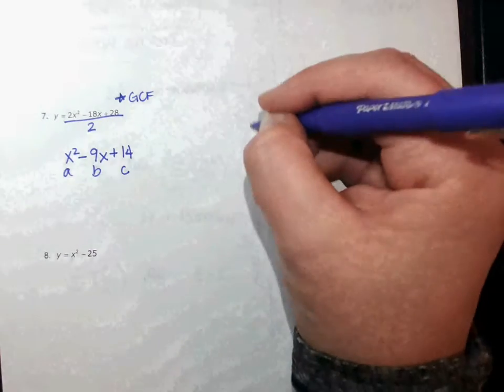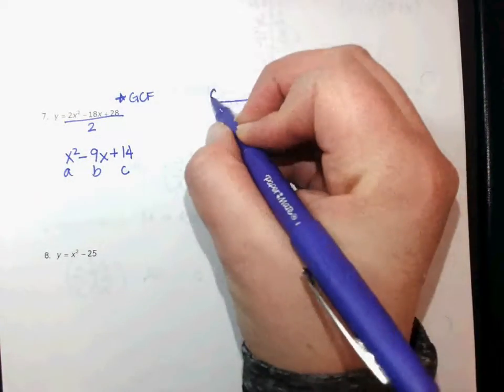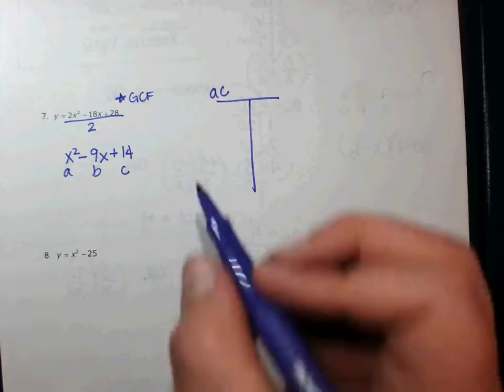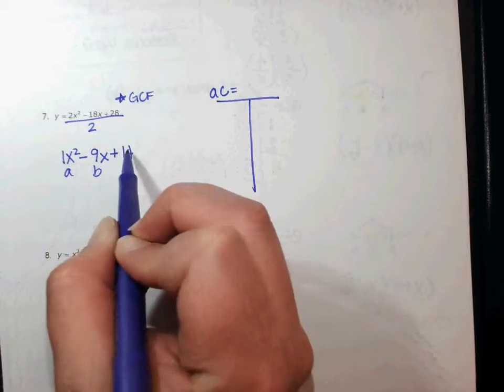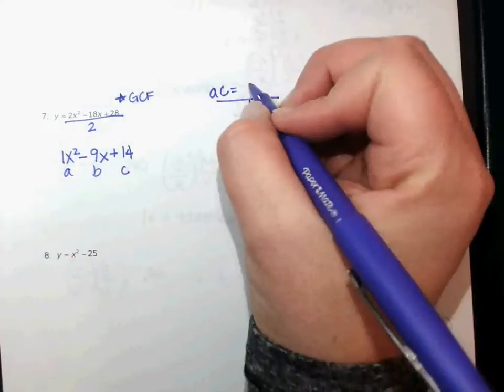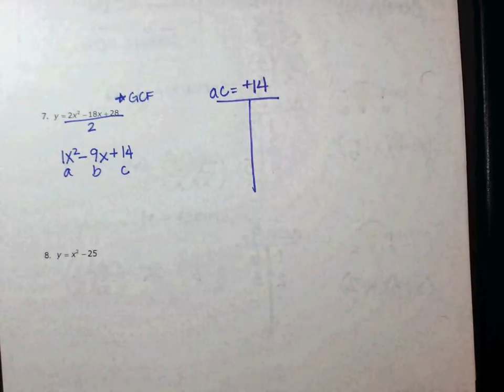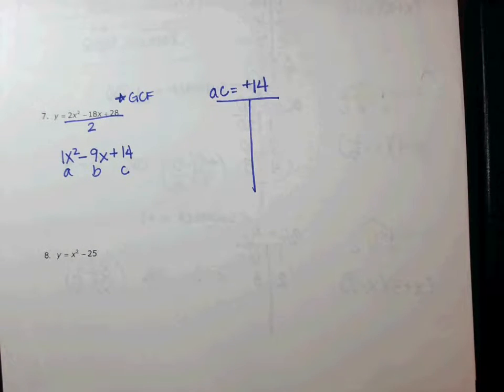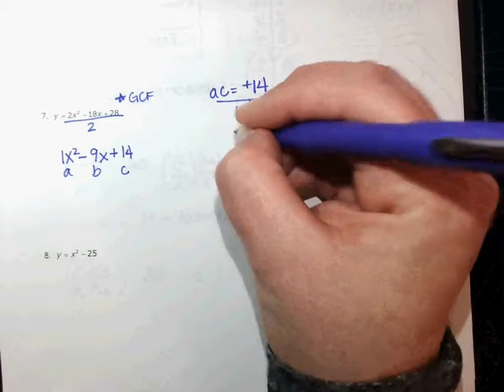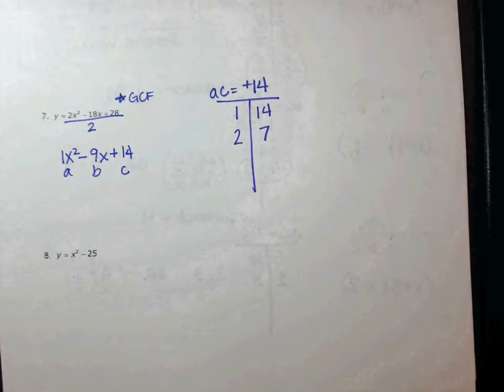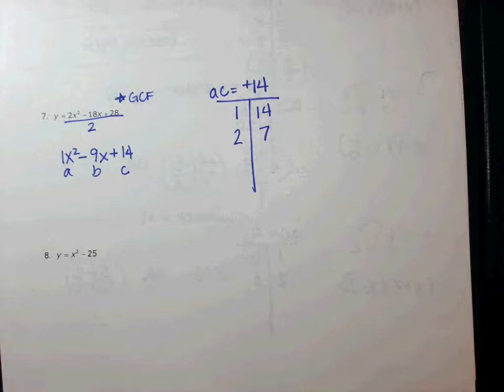Set up your chart. A and C. Multiply them together. What's my A here? 1. What's my C? What's 1 times 14? Positive 14, right? Okay, from here I need to pick all the ways I can multiply to get 14. What would I pick? 1 and 14 or 2 times 7. Okay, then I go to 3 doesn't work, 4 doesn't work, 5 doesn't work, 6 doesn't work, then I'm back at 7 times 2. Okay, this is very important.